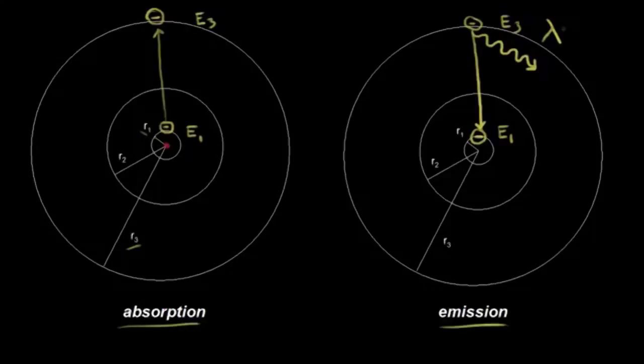And we need to figure out how to relate lambda to those different energy levels. The energy of the emitted photon is equal to the difference in energy between those two energy levels. So we have the third energy level and the first energy level. The difference between those, so the energy of the third energy level minus the energy of the first energy level, is equal to the energy of the photon.